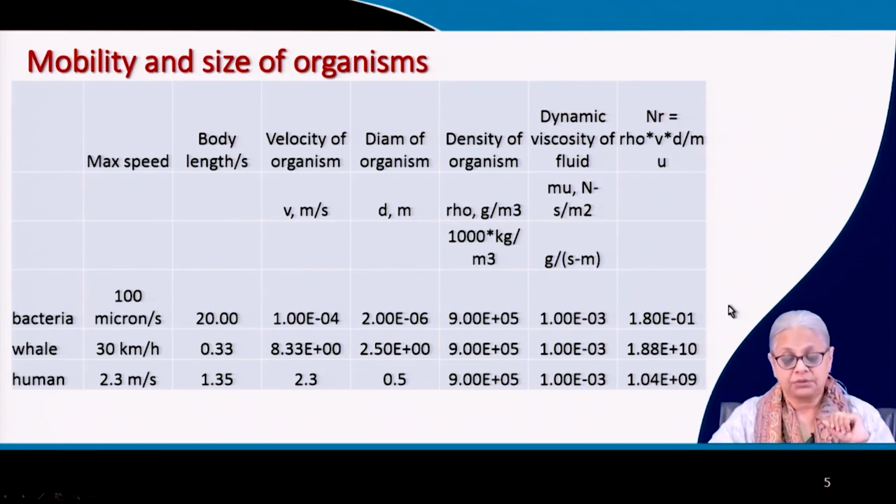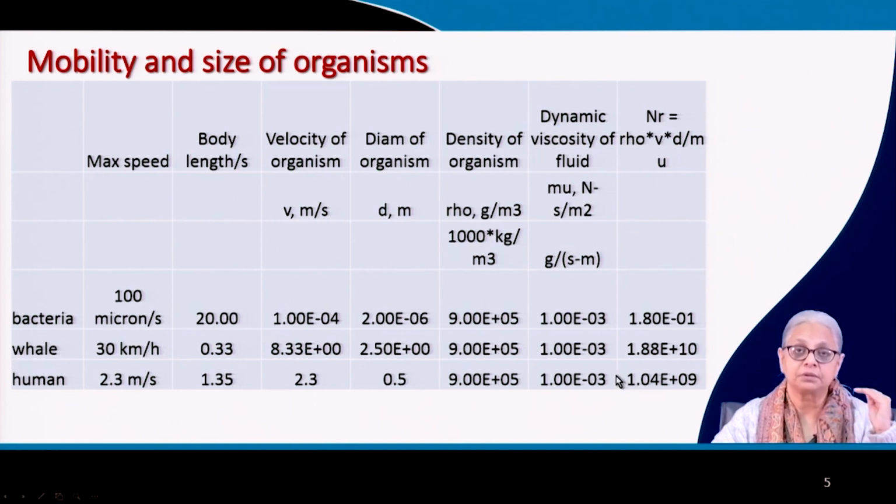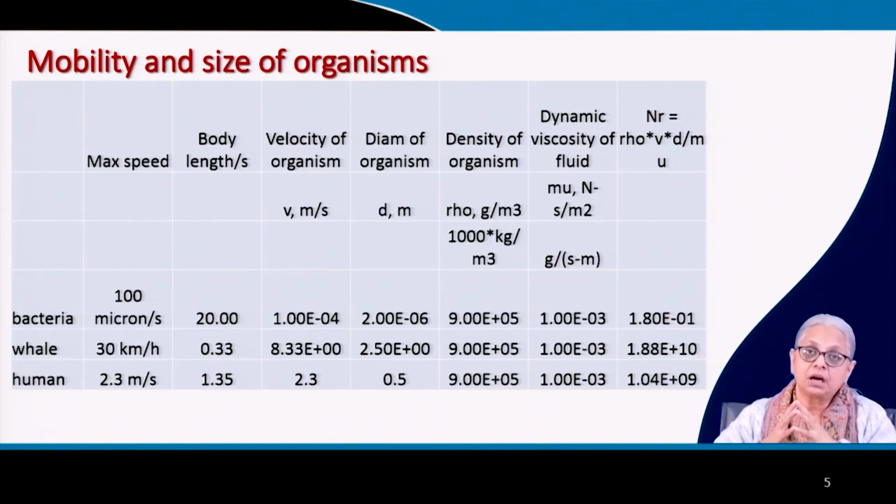Look at the Reynolds numbers. What does the Reynolds number tell us? The Reynolds number tells us the ratio of inertial forces to viscous forces. So if the bacteria has less than 1 as the Reynolds number, and the other two organisms, humans and whales, have far greater than 1 as their Reynolds number, what that means is that the movement of bacteria is dominated by viscous forces.